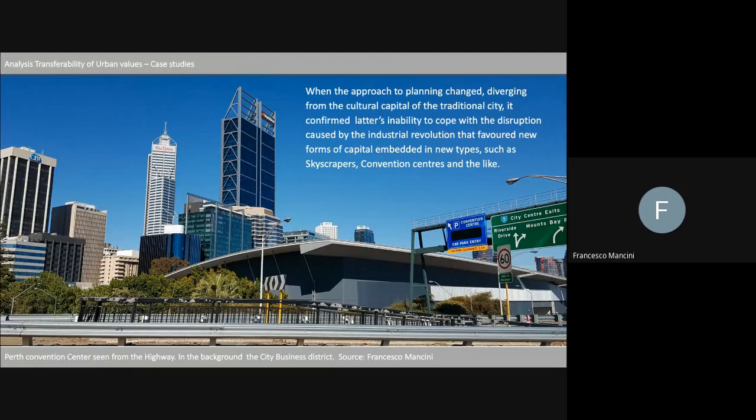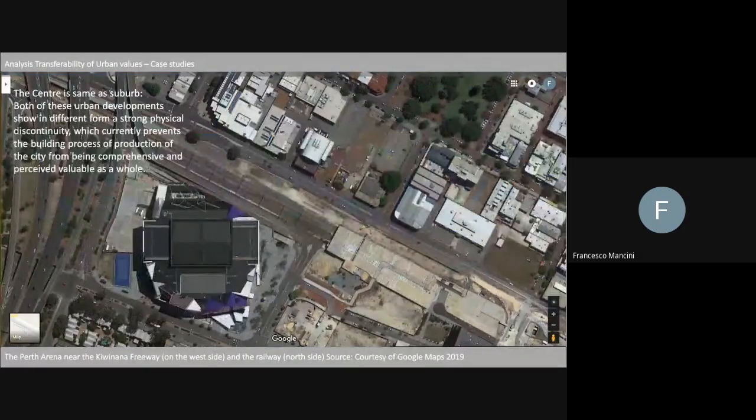This is showing you the convention center from the Kwinana Freeway, and you can see that the only relationship you have with the building is really the sign that gives you the exit, the drive exit to the parking area. There's no sense of continuity that makes your experience a continuous, fluid experience throughout the city, that allows you to understand how it operates.